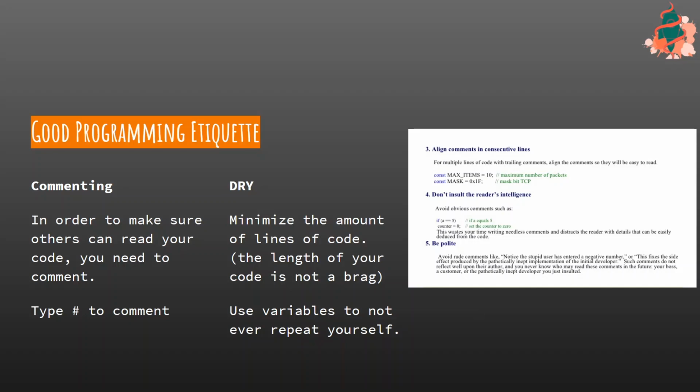So, good programming etiquette. In order to make sure that your code is understandable, we need a comment in English to let others read it. Comments are lines skipped by the computer when it is reading code. This means that we can put anything there and it doesn't affect the rest of the program. DRY is a general principle to try to minimize the code you write.